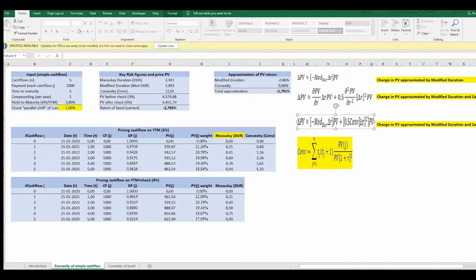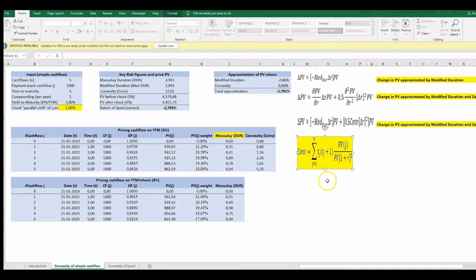the convexity concept. As we can see here, the convexity contribution is a multiplication of 1/2 and the change in the yield to maturity squared times the convexity. So it's not convexity standalone, it has to be multiplied with those variables.